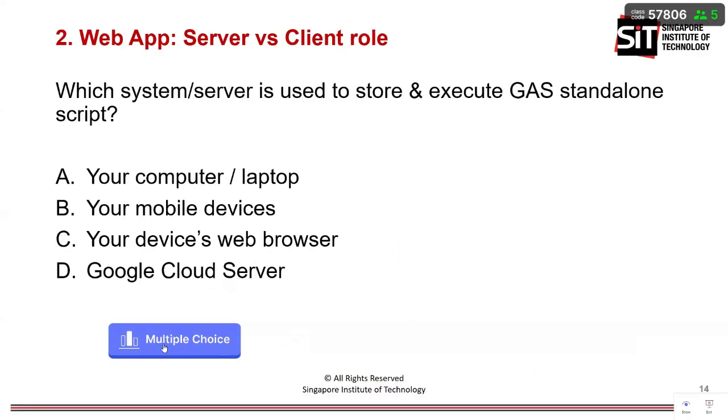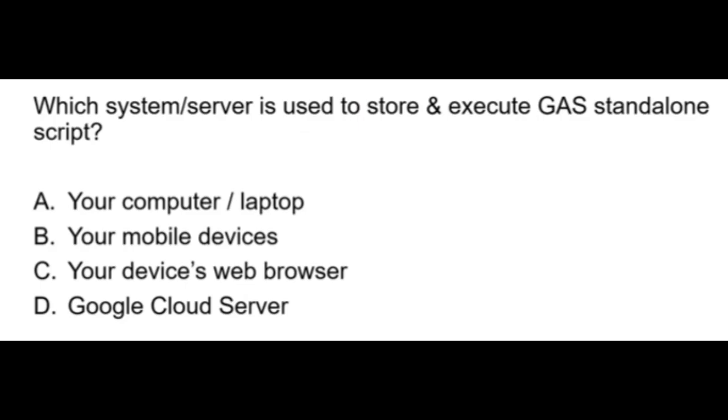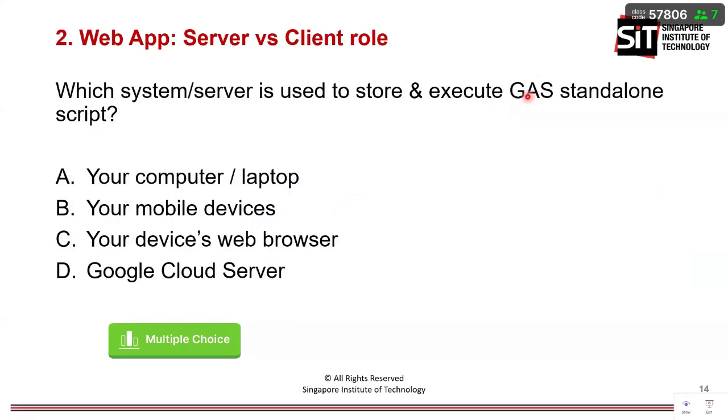So let's move on to another question to test your understanding about server and client. Which system or server is used to store and execute a Google Apps Script standalone script? GAS mode comes in three forms: standalone, embedded, and web app. So in this question, which is the answer? A, your computer; B, your mobile phone; C, your web browser; D, Google Cloud server.